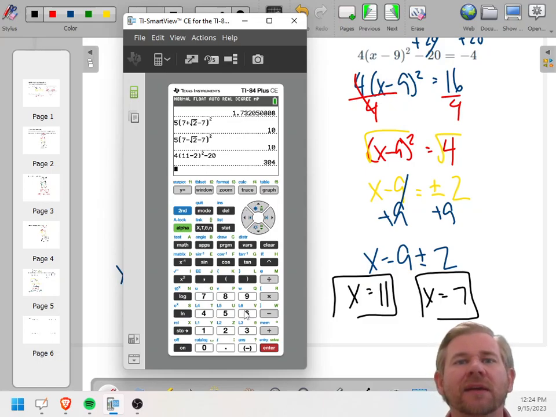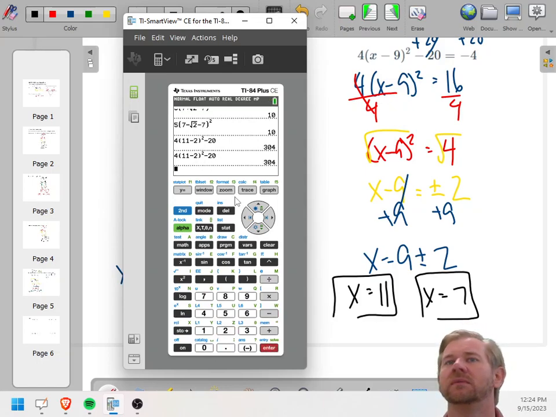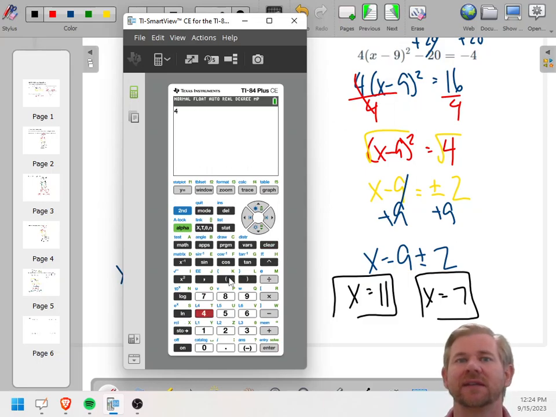I think I just typed it in wrong. I think I might have used the wrong button. 4 times 11 minus 2 squared minus 20. Did I use the times? Oh, it's 9. I'm typing it in wrong. Okay, you got to read the question correctly. I'm like, why is this not working? 11 minus 9 squared. I don't know why I couldn't see that. There we go. Now, if I do that, I should get negative 4.